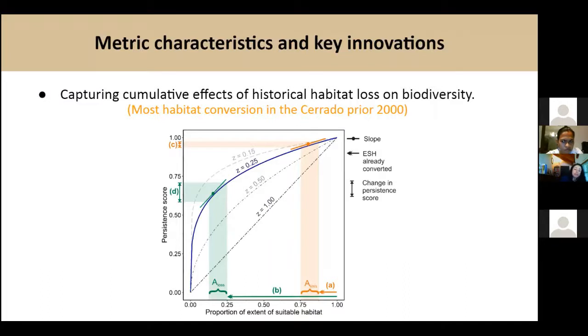However, if the species then loses the same extent of area, but after losing a much larger extent of its original habitat, then the delta on its persistence score can be much larger. And that's how we capture that cumulative effect on biodiversity.